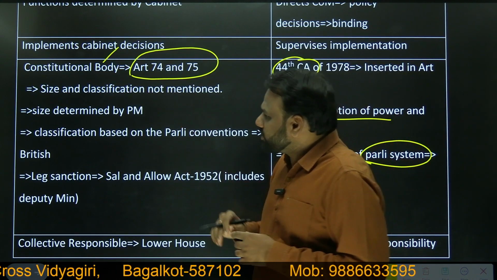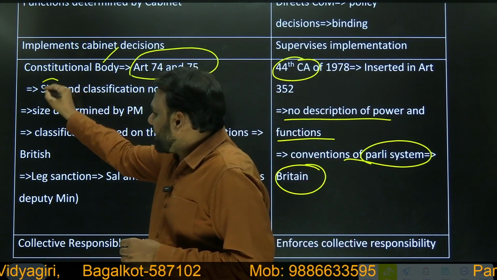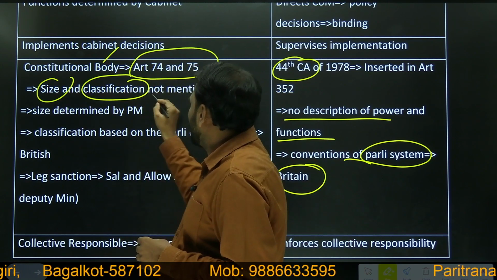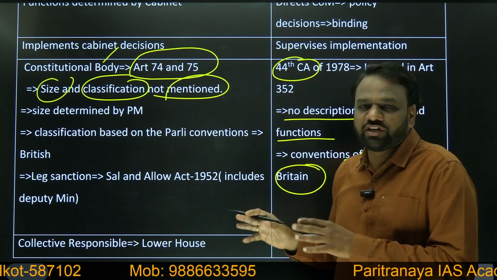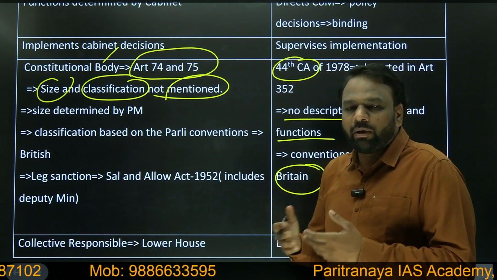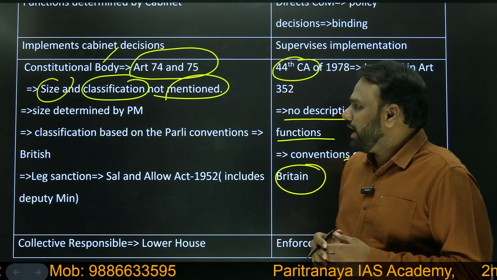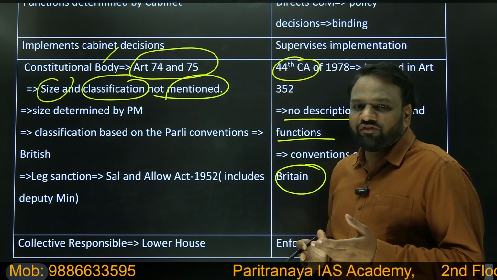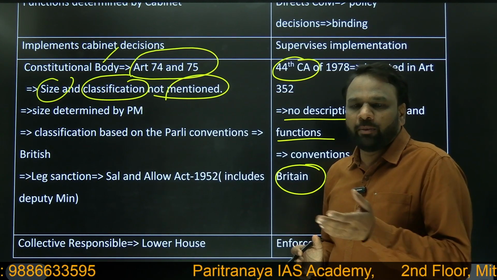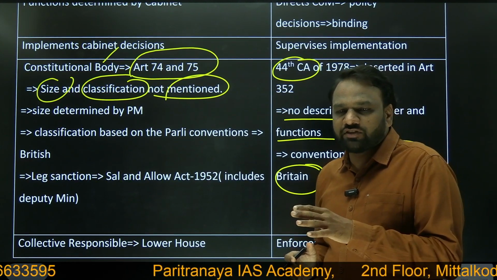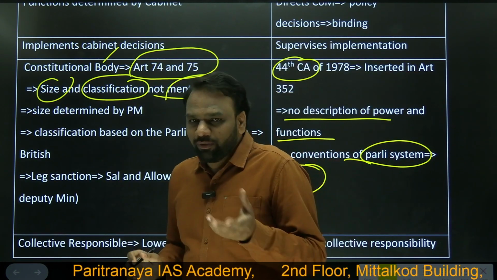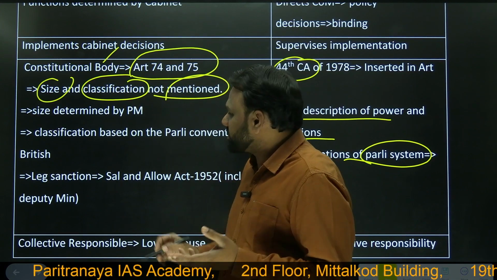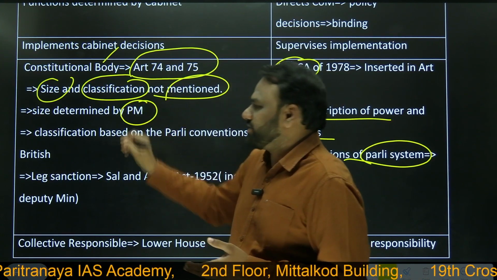And when it comes to the council of ministers also, size and classification are not mentioned. It means the constitution only mentions the council of ministers. It does not say how many members should be there in the council of ministers, and it also does not classify, like minister of state, deputy minister. So all these classifications do not exist in the constitution. Then what will be the size? The size of the council of ministers is determined by the prime minister.